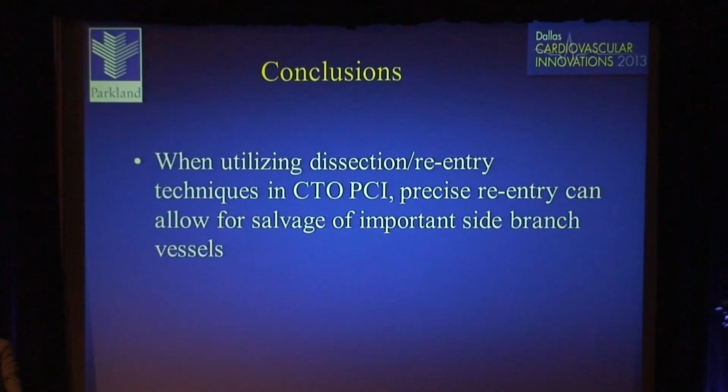So when utilizing these complex techniques of dissection and reentry in CTO-PCI, I think the reentry techniques have to be deliberately precise to allow salvage of important side branch vessels.